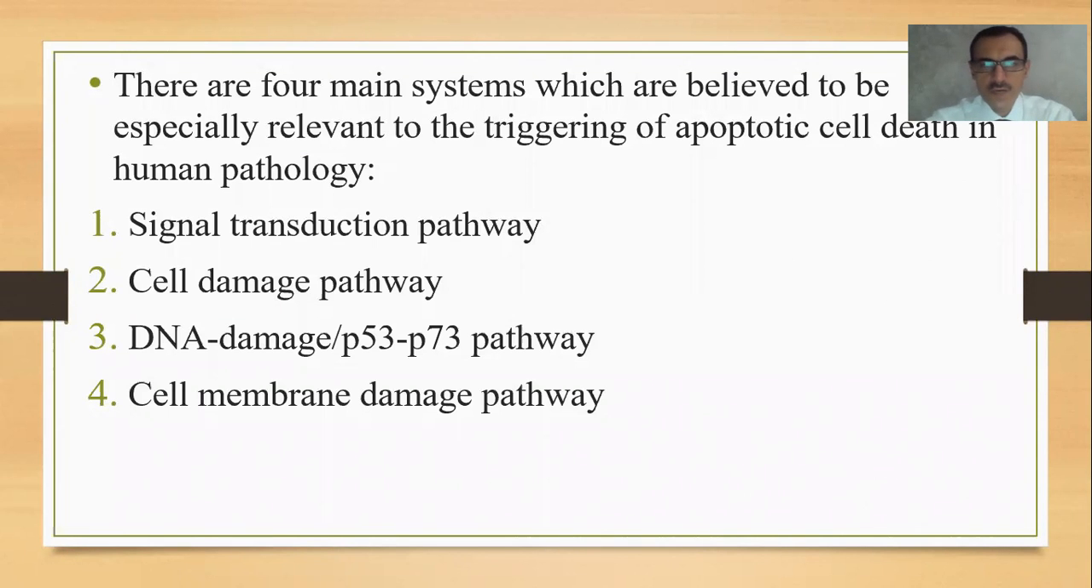There are four main systems which are believed to be especially relevant to the triggering of apoptotic cell death in human pathology. First is the signal transduction pathway. Second, the cell damage pathway. Third, the DNA damage or p53, p73 pathway, and fourth, the cell membrane damage pathway.